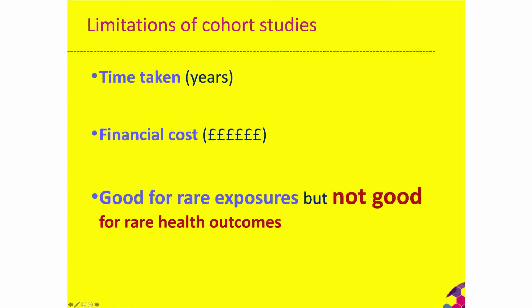The limitations of cohort studies are that it takes a long time to do generally. There are short cohort studies of a year and 2 years, but many of the key cohort studies are 5, 10, 15, 20 years and longer. The financial cost of studying for so many years is also very high, and though it's good for rare exposures, it's not good for rare health outcomes, because we would need a very, very large population to be able to do that kind of cohort study. So it's good for rare exposures, but not good for rare health outcomes.